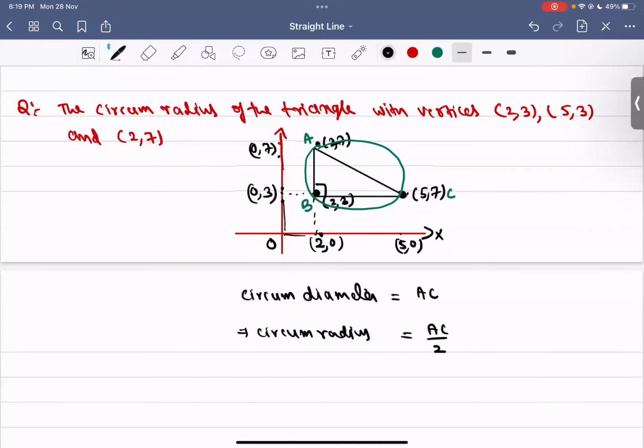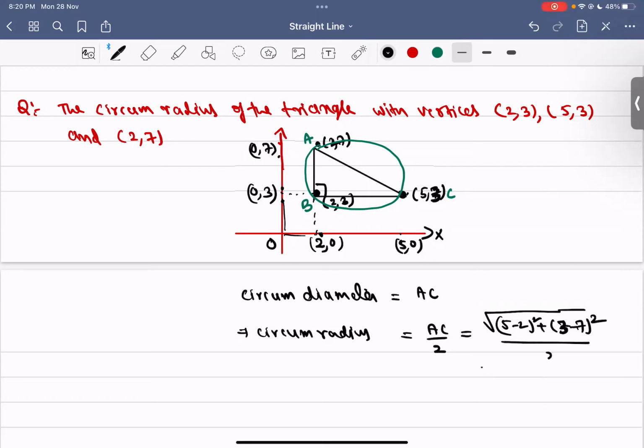This is the circumradius. So the AC distance is equal to what? Square root of (5 minus 2) whole square plus (3 minus 7) whole square. This is (5, 3), I think. Yes, this is (5, 3); I had written 7. Yes, (5 minus 2) whole square, next (3 minus 7) whole square. (2, 7), right. Therefore (3 minus 7) whole square, all divided by 2, that is the circumradius.